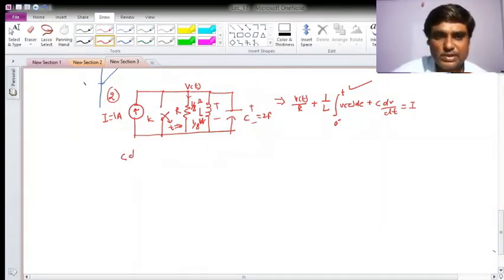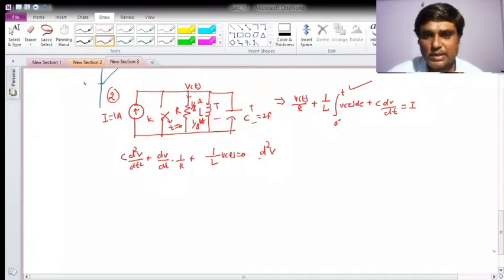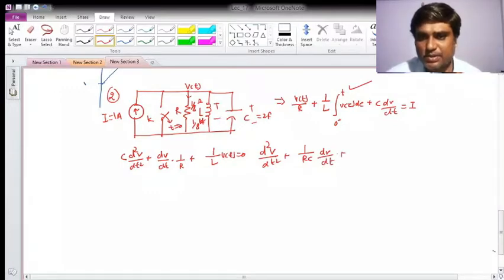Now to remove this integral part, differentiate it. So after differentiating, I will get C d2V by dt square plus dV by dt into 1 by R plus 1 over L V of t, which is 0. I can also write it as d2V by dt square plus 1 by RC dV by dt plus 1 over LC V of t.